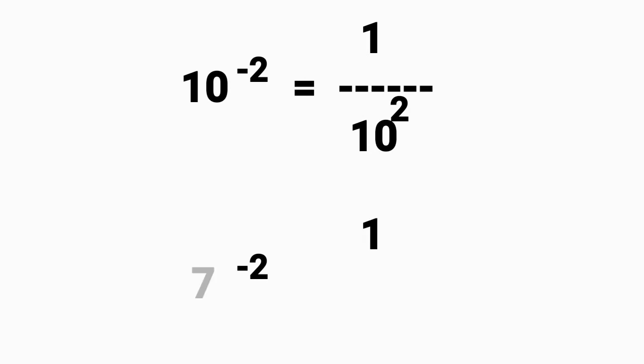Reciprocal law. This law states that x raised to power minus 2 is equal to 1 over x raised to power 2. 10 raised to power minus 2 is equal to 1 over 10 raised to power 2. And 7 raised to power minus 2 is equal to 1 over 7 raised to power 2.